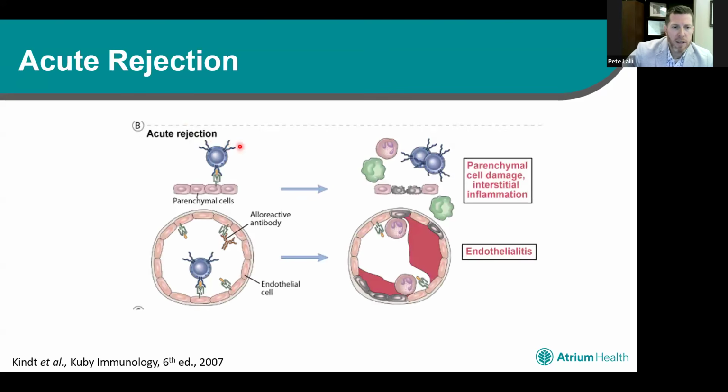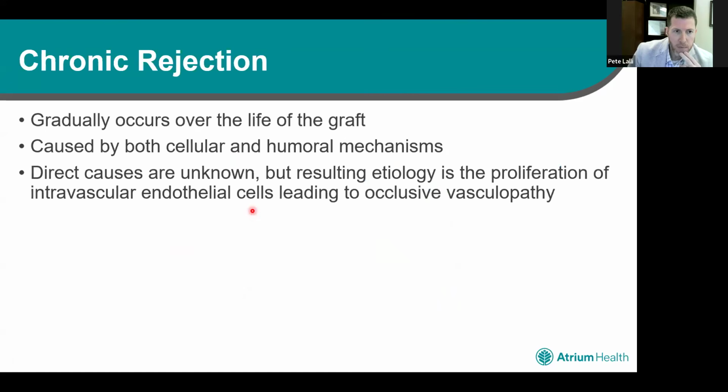So in these cases, the cells can start attacking. They can make antibodies that can stick to the HLA proteins on the donor cells as well, in the end, all leading to some sort of damage to the tissue itself. And damage of tissue leads to loss of function in the graft.